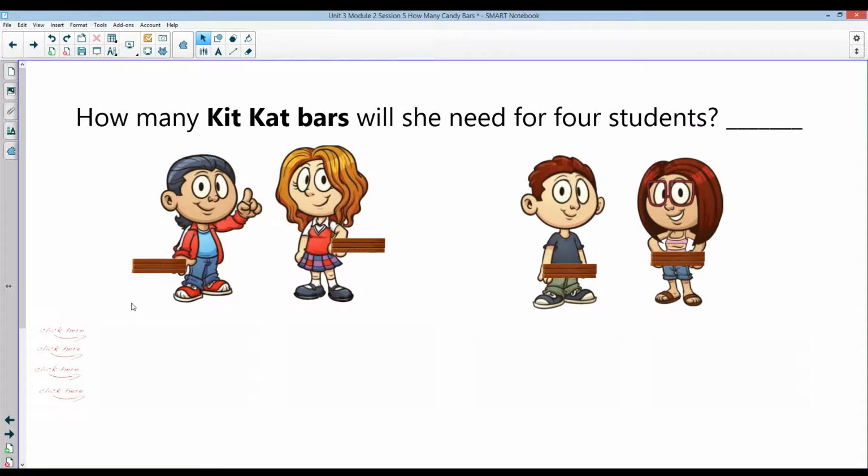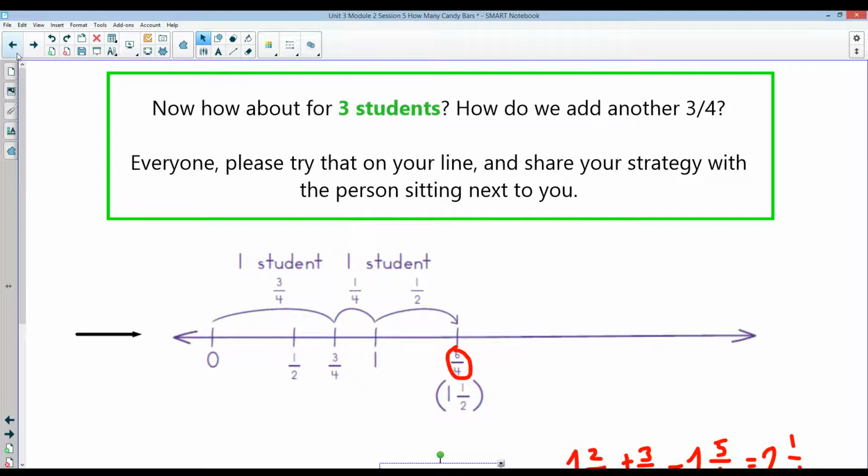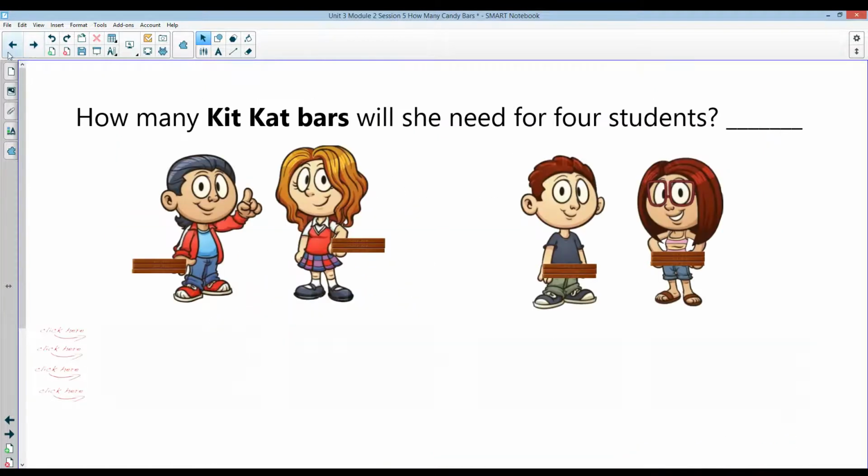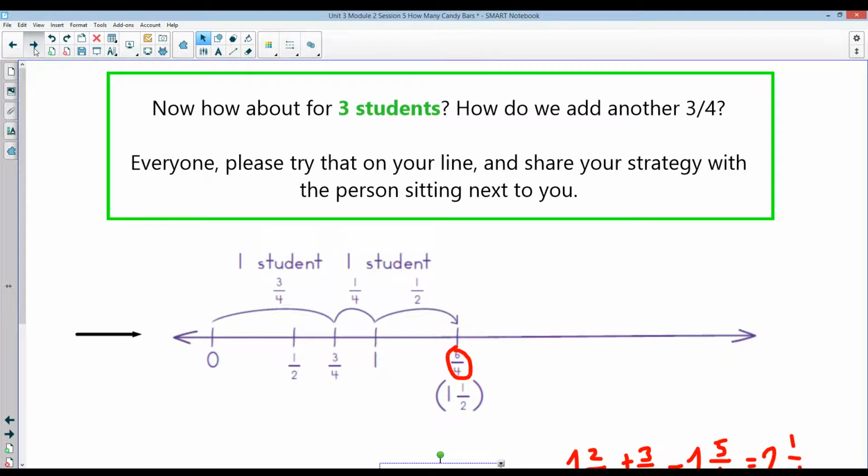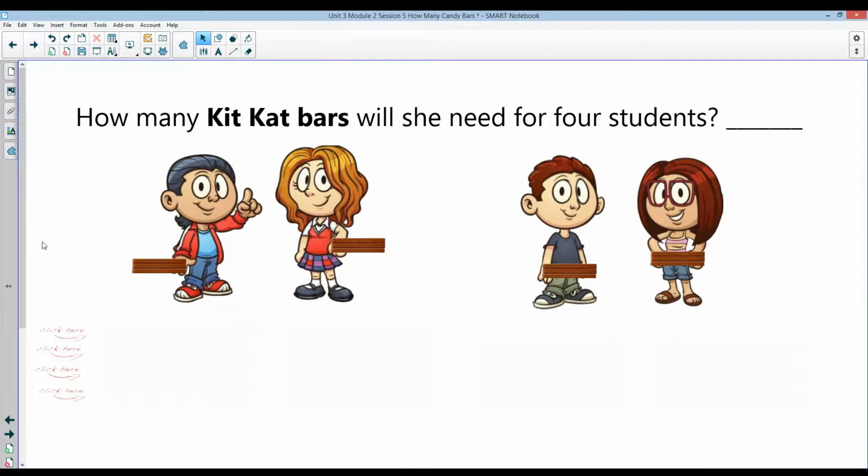Now I want you to think about Kit Kat bars for 4 students. Okay, so we were up to 2 1/4 candy bars, and we need to add another 3/4. So we could have just said 2 wholes and 1/4 plus another 3/4.